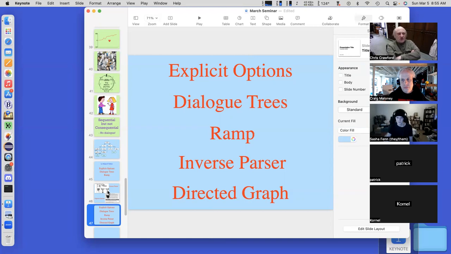Yes, yes. So really what we're talking about is a hybridization of these different structures. And it's messy, but I believe this can be made to work. If I were 5 years younger, I would go back and restart C-Boot with an encounter system built into it. C-Boot did have dialogue trees and the inverse parser and the directed graph, but it didn't have the explicit options in the ramp.